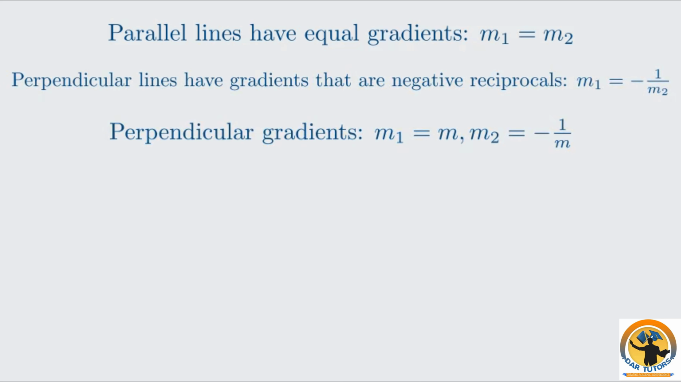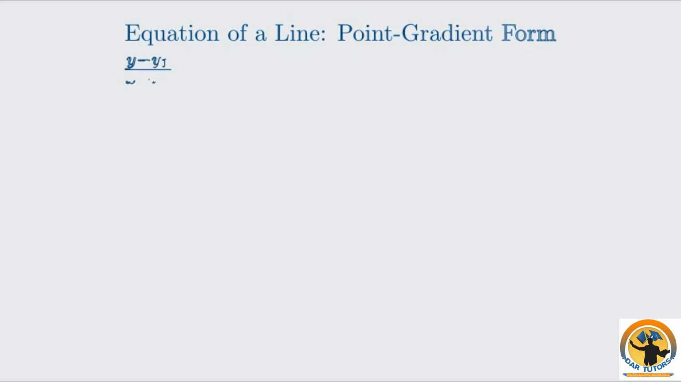Now, let's look at how to write the equation of a line. The most versatile form is the point gradient form. It is derived directly from the gradient formula. If you know the gradient m and a single point (x1, y1), you can write the line's equation as y minus y1 equals m times the quantity x minus x1.